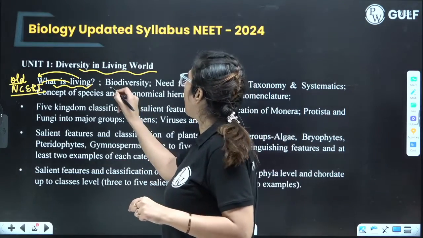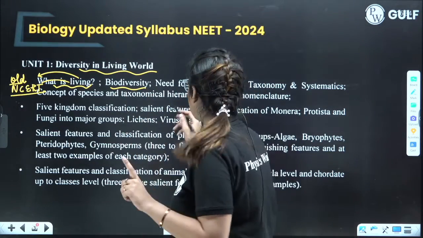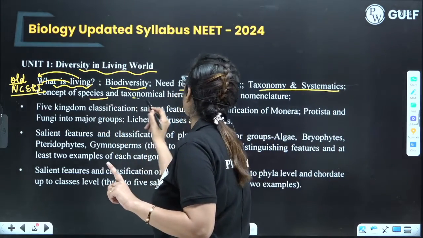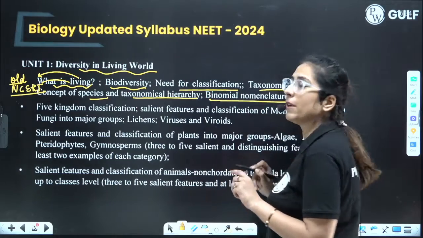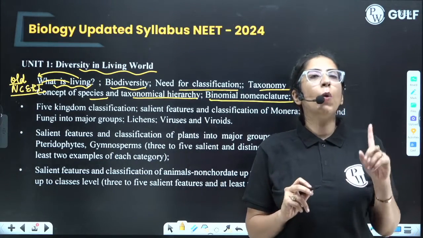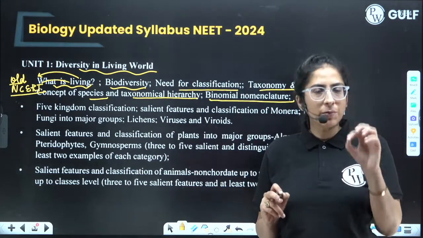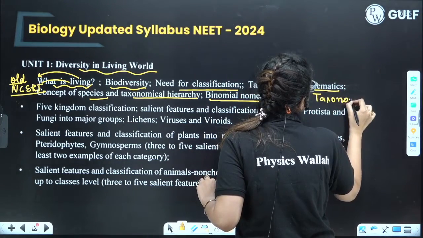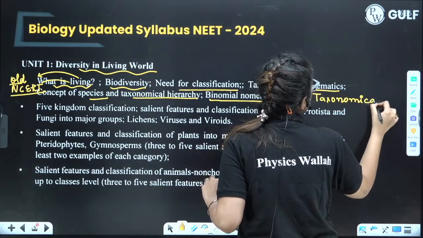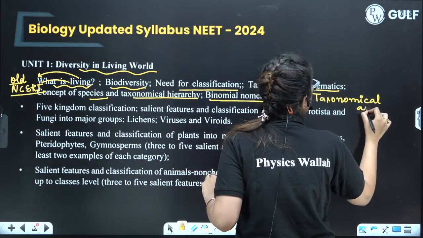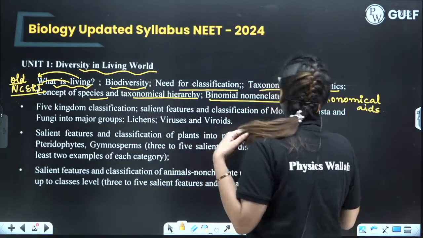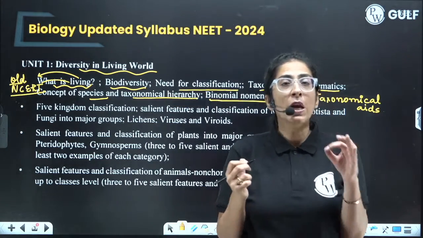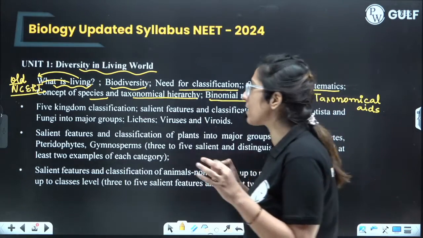Next topic, biodiversity, given in your new NCERT: need for classification, taxonomy and systematics, concept of species, taxonomic hierarchy, binomial nomenclature. All these things are there. The one thing you do not have to read, the topic deleted from this chapter, is taxonomical aids, one of the interesting topics. That means the overall weightage of this chapter has increased because one important topic, taxonomic aids, is deleted.